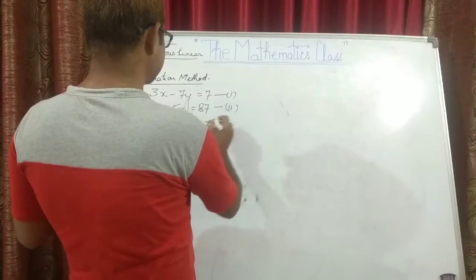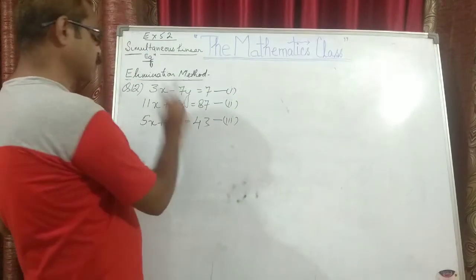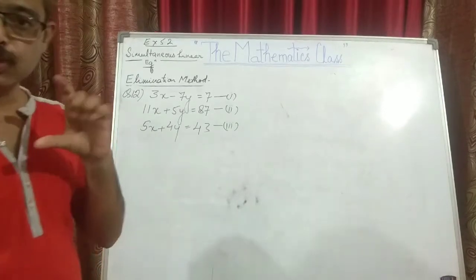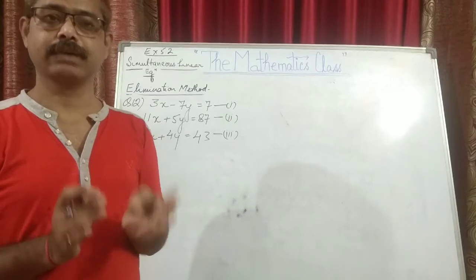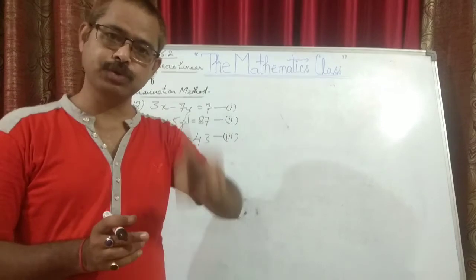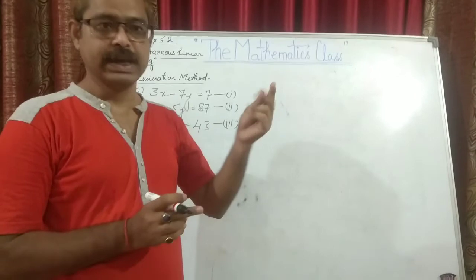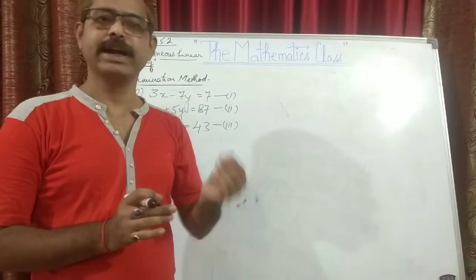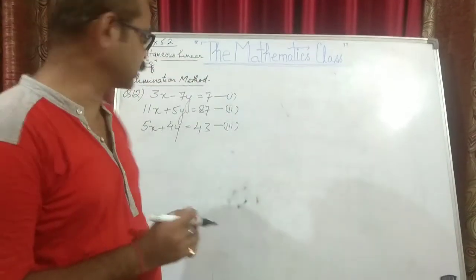Second is 11x plus 5y is equal to 87. And third one is 5x plus 4y is equal to 43. First is 3x minus 7y is equal to 7. Now what we will do, we will solve any two of these equations, and whatever values of x and y we get, we'll substitute those values in the third, leftover equation. If the right hand side is equal to the left hand side, it means yes, it is possible, or these equations hold simultaneously.